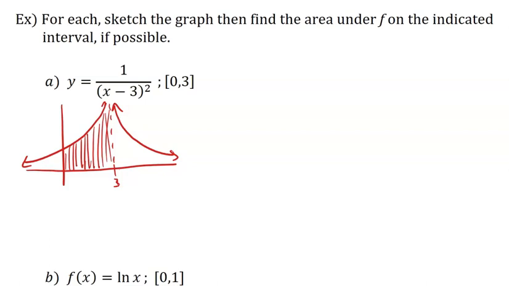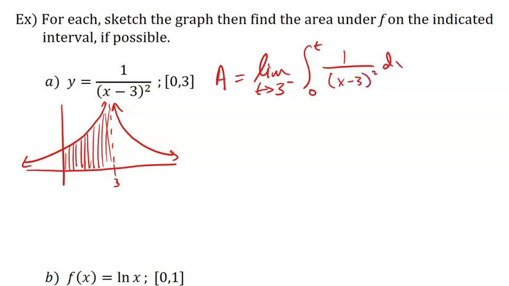Now in this case, because it's not positive or negative infinity, we need to indicate which side we are coming from. So this is going to be the limit as t approaches 3 from the left. Our area is going to be the limit as t approaches 3 from the left of the integral from 0 to t of 1 over (x minus 3) squared dx, or you could write that (x minus 3) to the negative second.